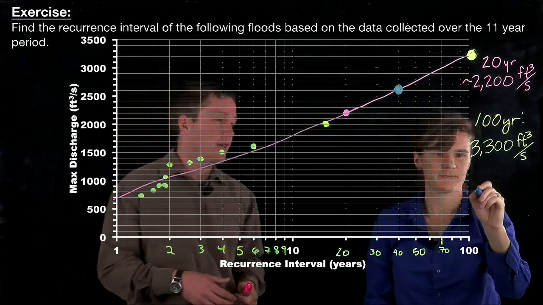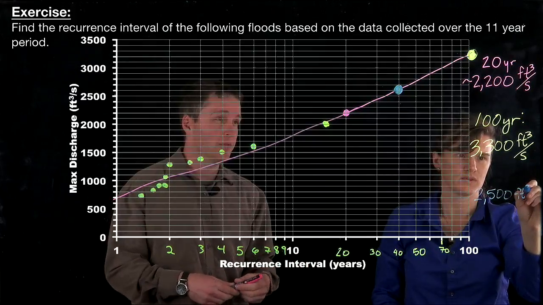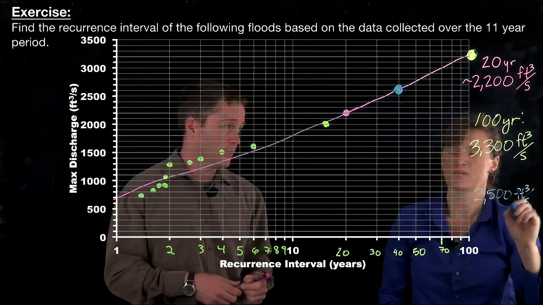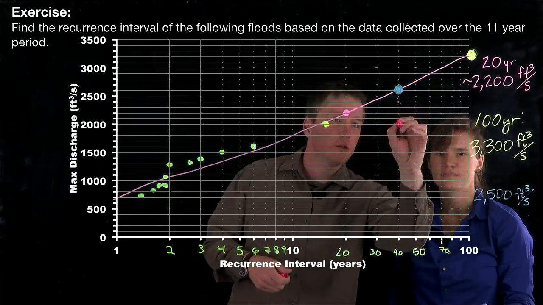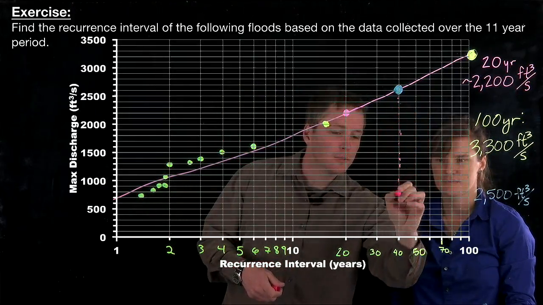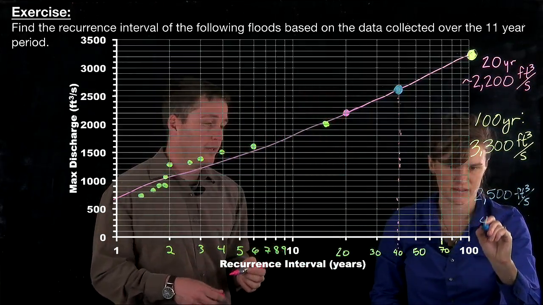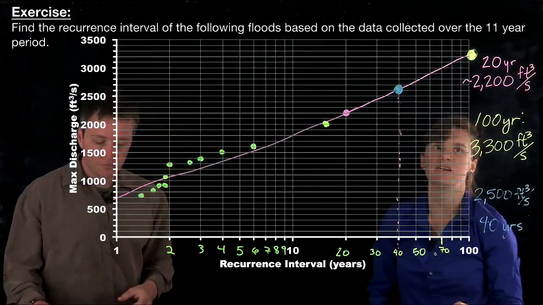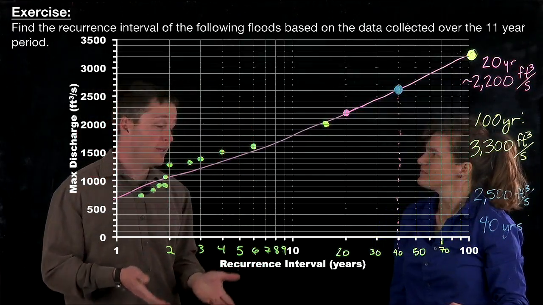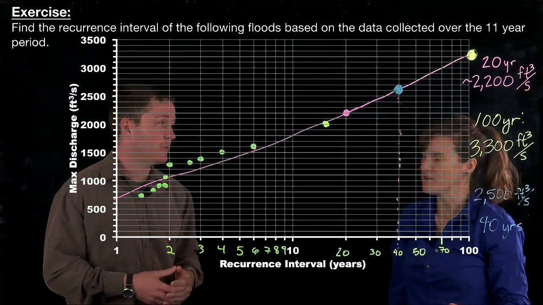Okay, so now we want to know what our corresponding x value is for this to figure out what the recurrence interval might be. Right. So if we draw a line down here to the x-axis, it kind of nicely follows this grid line. It looks like it intersects at about 40 years. Okay, so for this type of event, we might expect the recurrence interval to be 40 years. All right, great.